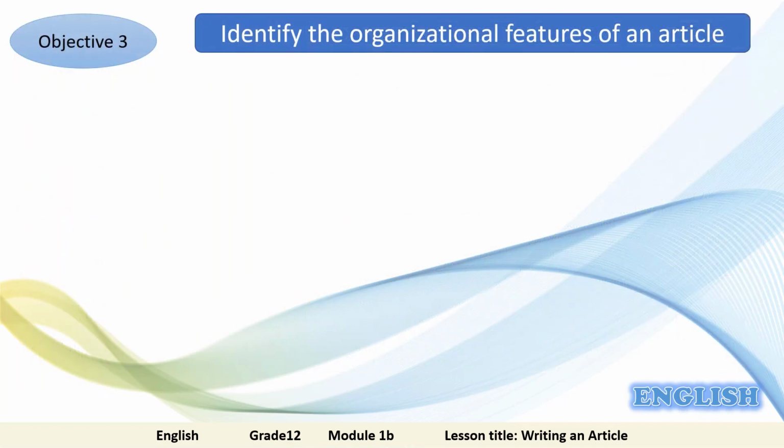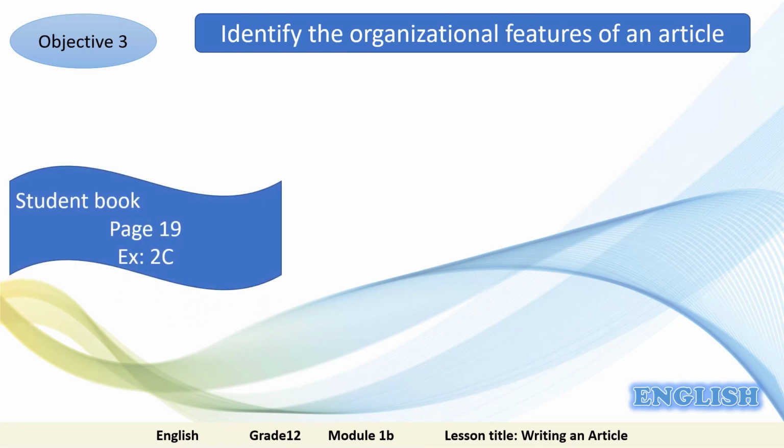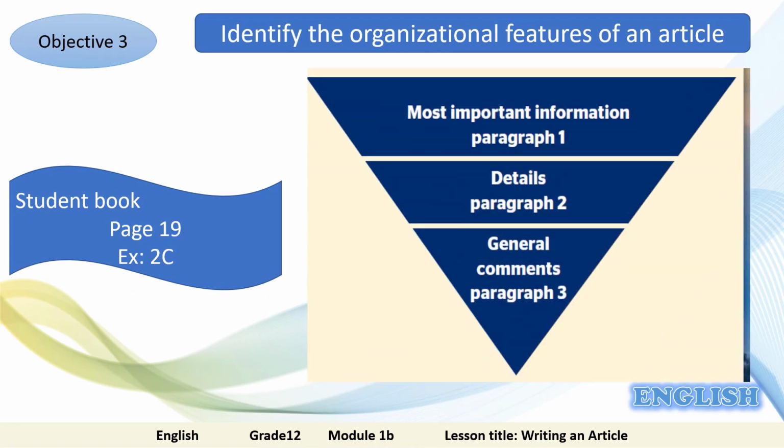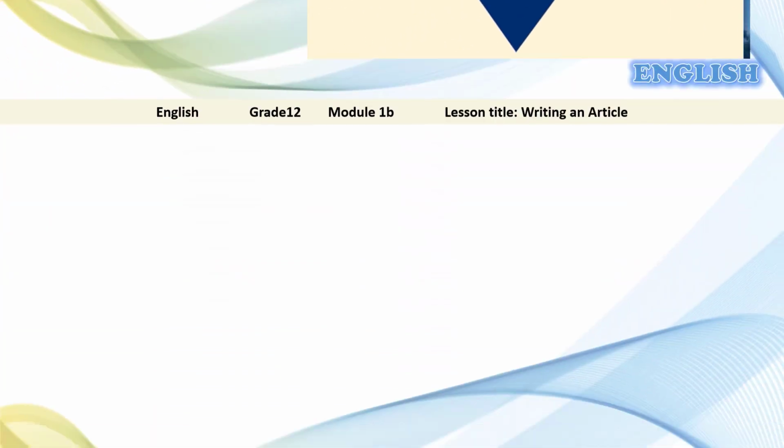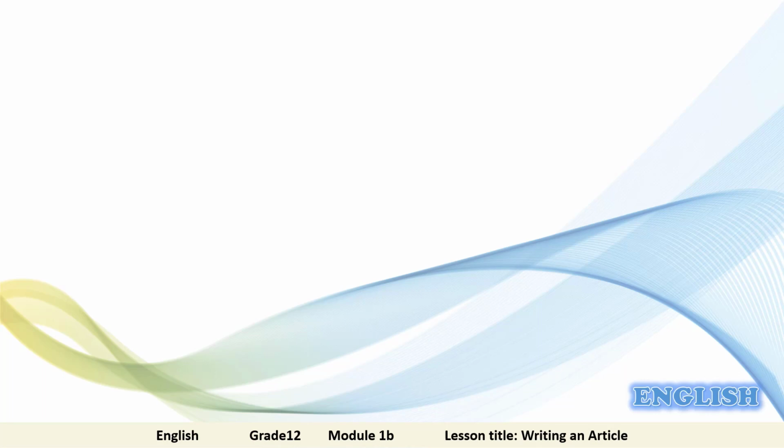Our third objective is to identify the organizational feature of an article. In your student book, on page 19, exercise 2C, you will find a flipped triangle that gives specific information of the content of each paragraph. Paragraph 1 should include the most important information. Paragraph 2 should include the details. Paragraph 3 should include the general comments. Let's break it down into pieces.